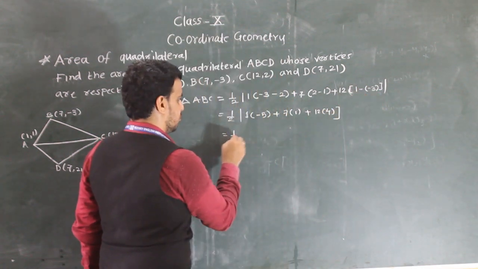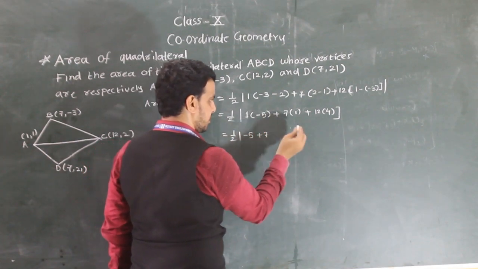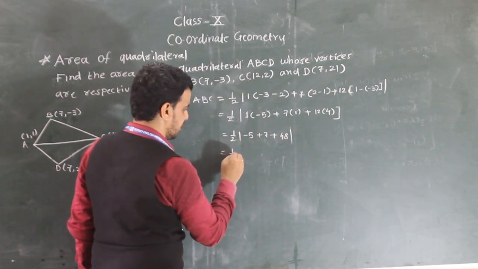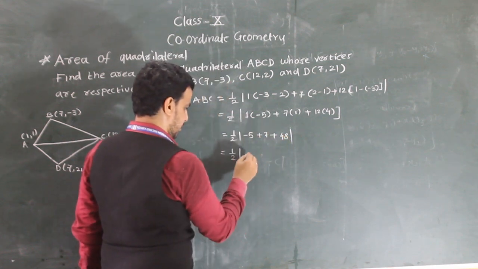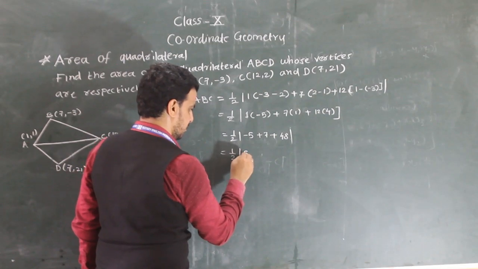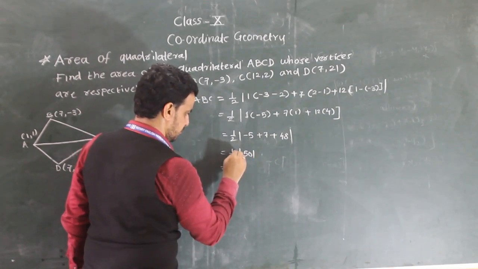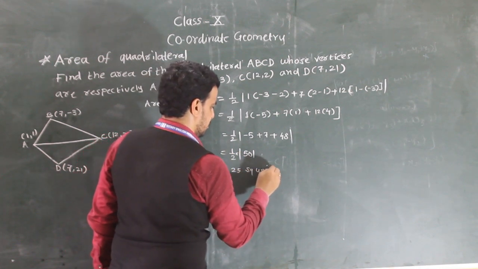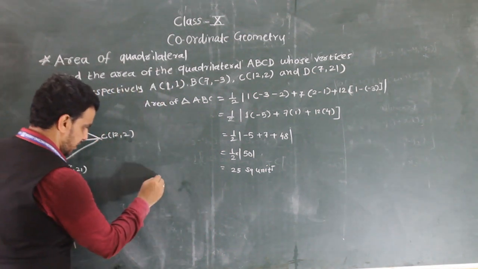So half into mod of minus 5, plus 7, plus 48. Half into mod of 48 plus 7, that is 55, 55 minus 5, that is 50, so half into 50, that is 25 square units. So the area of triangle ABC is 25 square units. Now we have to find the area of triangle ADC.